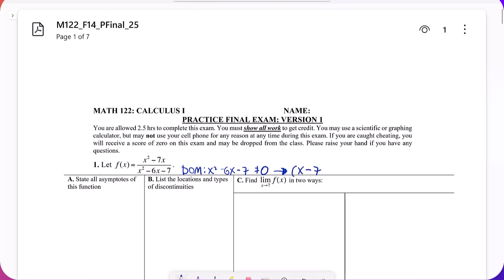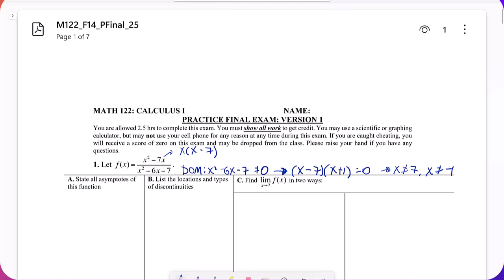x minus 7, x plus 1 equals 0. That means x is not equal to 7, x not equal to negative 1, right? For good measure, let's also note that the numerator can be factored as x times x minus 7. That's going to give us some insight as far as both asymptotes as well as discontinuities, right? So we know we have discontinuities at both places where the denominator is 0.